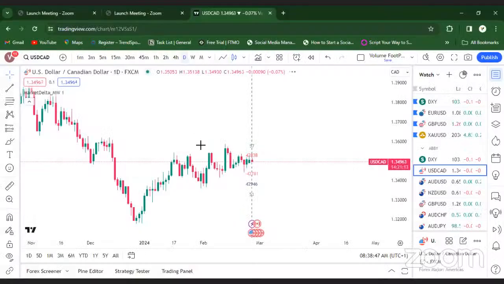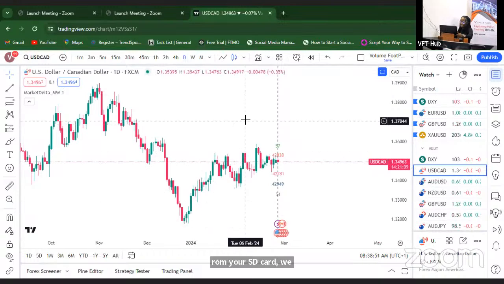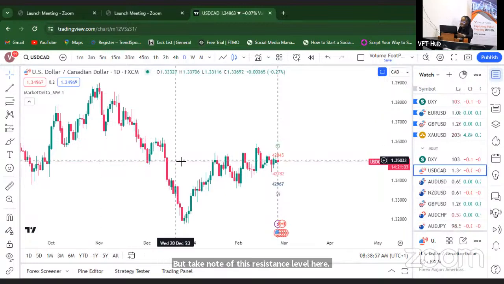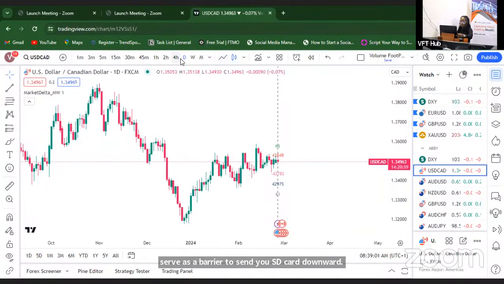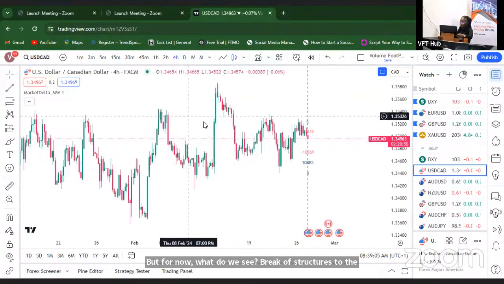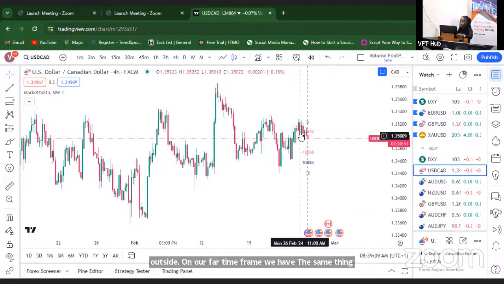are bearish. But on the daily time frame, you can see consecutive higher highs and higher lows being formed. But take note of this resistance level here, which could serve as a barrier to send USD CAD downward. But for now, what do we see? Break of structures to the upside. On our 4-hour time frame, we have the same thing, structures to the upside, right?